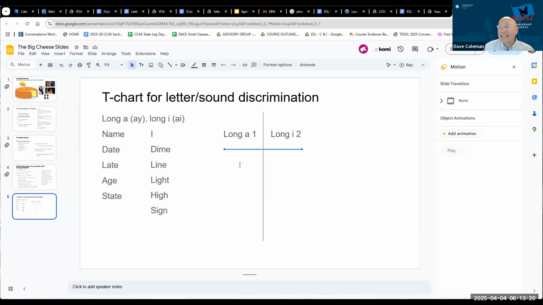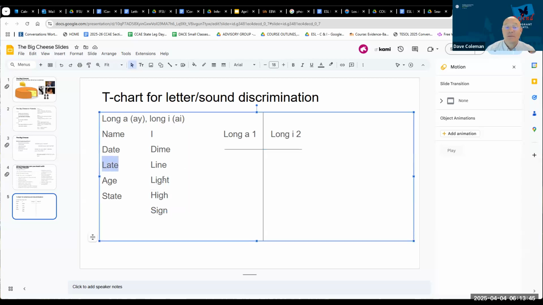Okay, here's another one. Light. Is it late or light? What did you hear, Kathy? Did you hear late or light? Light. Good. And that's why I like late and light, because they have almost the same sound. It's just a minimal difference. One could highlight the A and the I in the T-chart, that way you can see the A and the I since they're visual first.